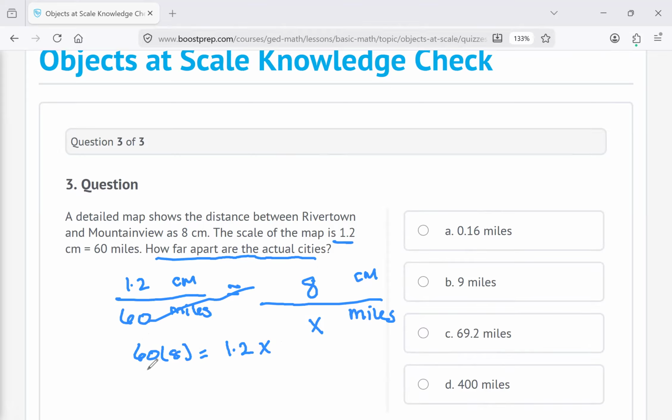Okay, and then I guess you can multiply the left side. So what's 60 times 8? 480. 1.2x. And then divide this by 1.2. And you get x equals 400 miles. That's it.